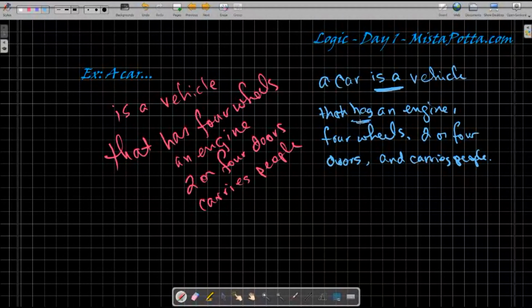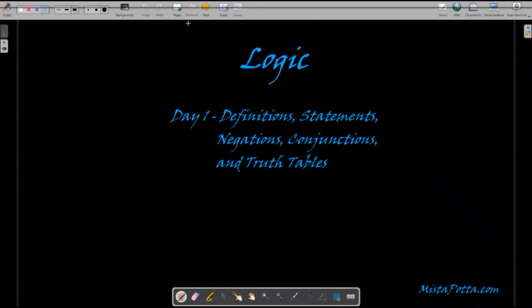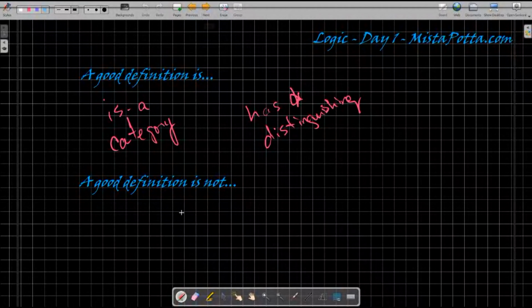What does a car have? Either an object that the car has, or a property that a car has, or a principle that a car has that other vehicles don't. So it has the engine, it has 4 wheels, it has 2 or 4 doors, and it carries people. And of course I can make this definition more specific if I need to. I can make this definition more general if I don't feel like writing a lot of stuff. But I need these 2 parts. I have to have the is a part, and I have to have the has a part. And if I don't have those parts, then I don't have a good definition.